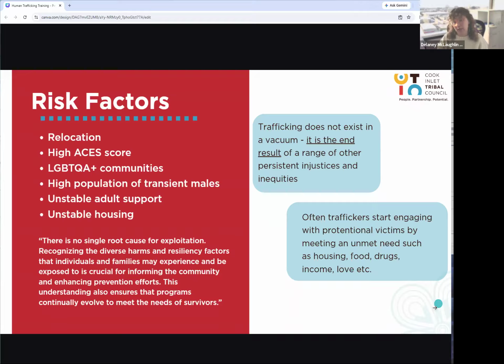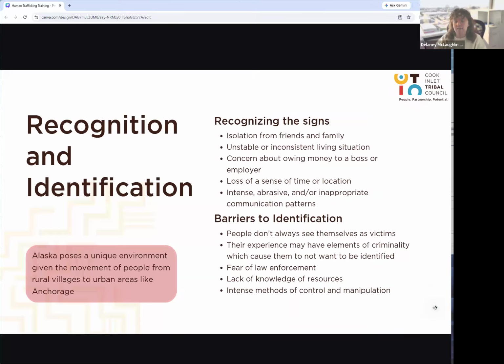So what can this look like? Somebody who may be experiencing trafficking, it can look like anything. Some specific signs you may notice are an isolation from friends and family, unstable or inconsistent living situation, an intense concern about owing money to a boss or an employer, a loss of a sense of time or location, or intense, abrasive, and/or inappropriate communication patterns.